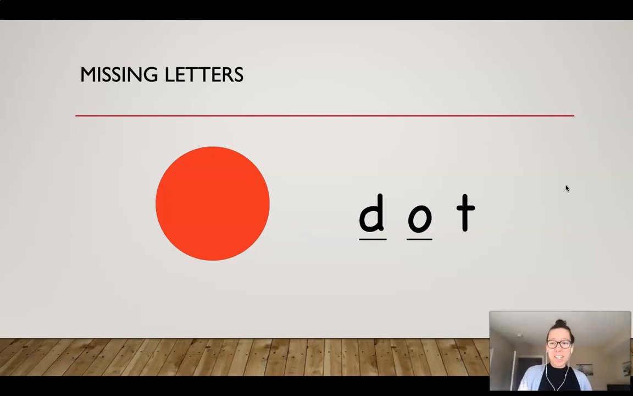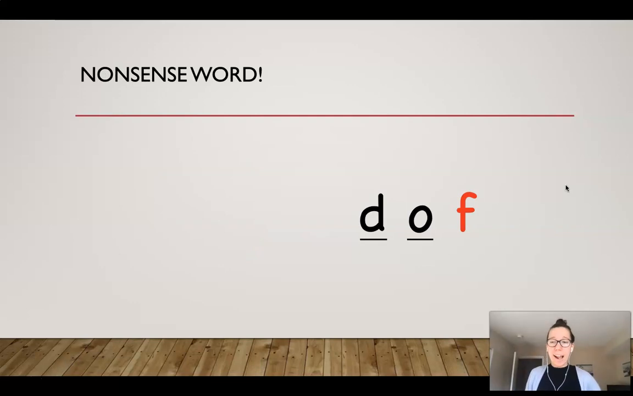Wonderful. Now let's turn it into a nonsense word. We can see we're going to change our T to an F. So we're going to change the last sound T to the sound F. Now if we sound out our word, it'll sound like this.